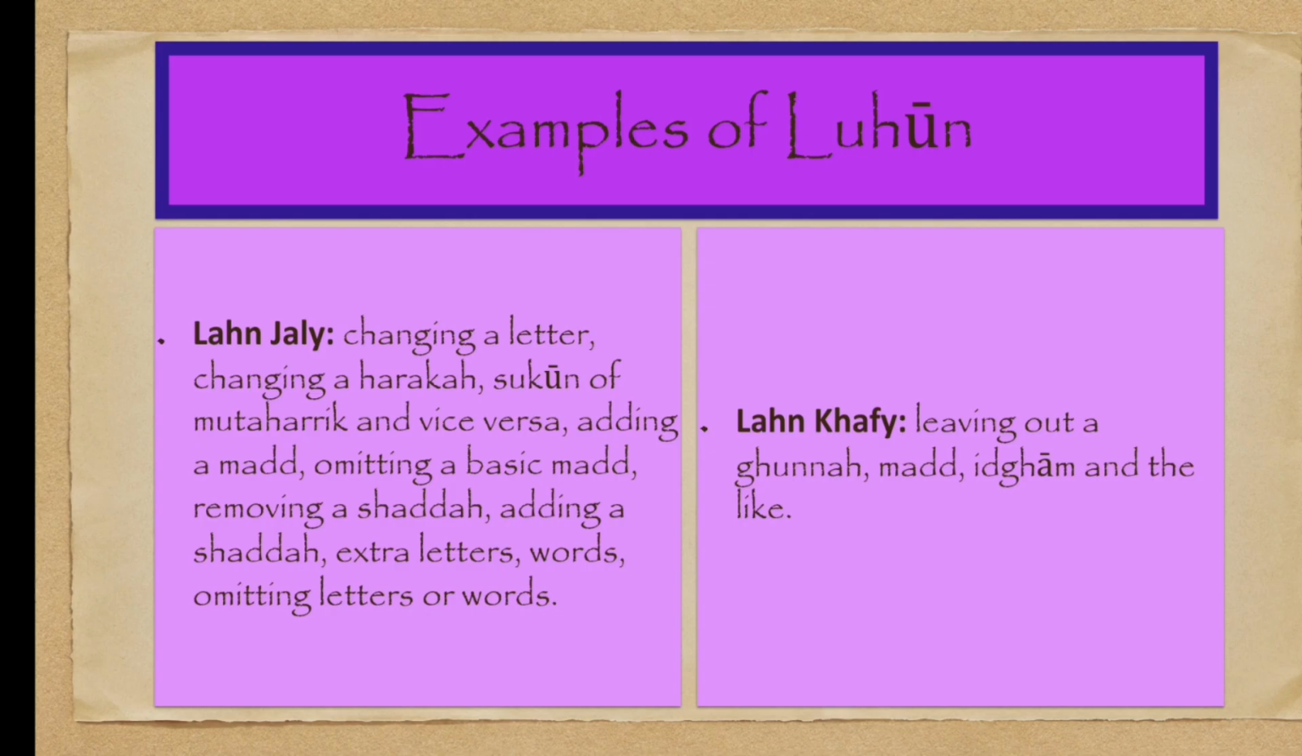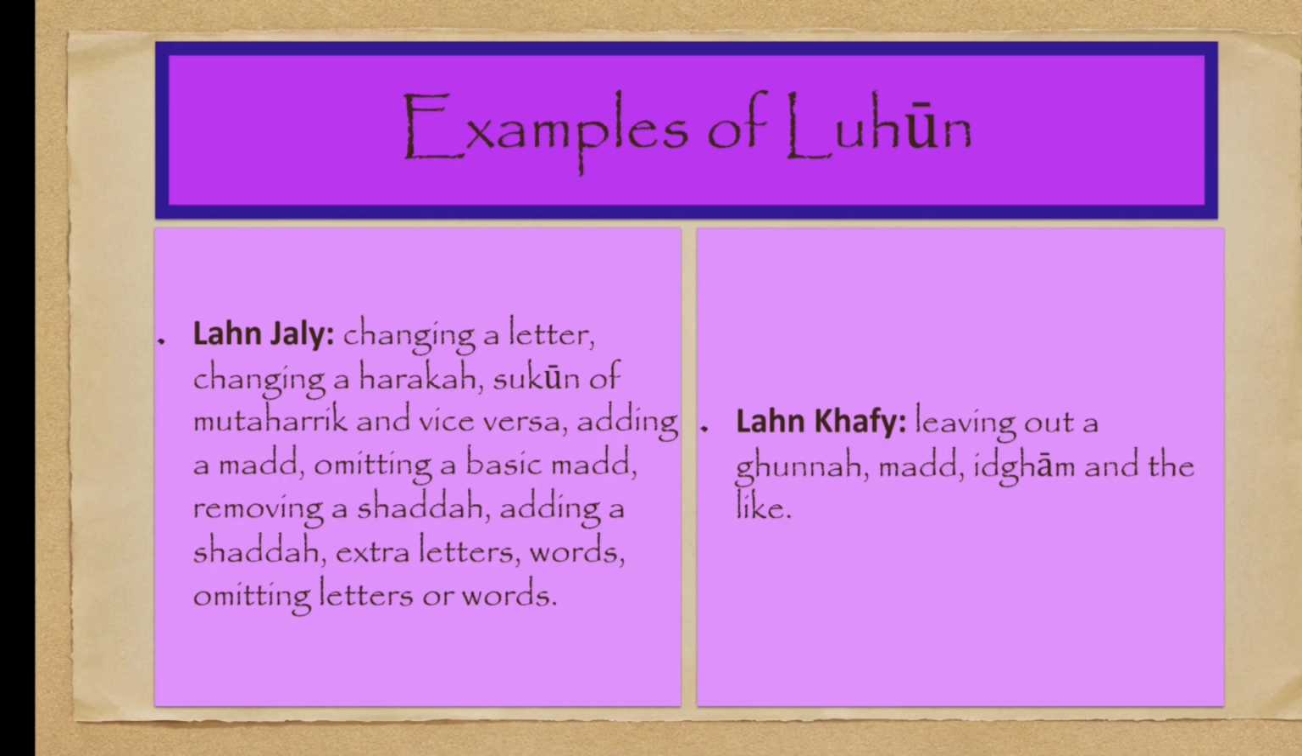And then we have lahn khafi, which is a hidden type of mistake, and that is, as we said, mistakes in tajweed, such as leaving out a ghunna, leaving out an extra mad. So it's not talking about the basic mad. If you leave out a basic mad, like the word ala, two-count mad, you change the meaning completely. So that would be leaving out a letter, which is considered a lahn jali. But what we're referring to as lahn khafi would be leaving out an extra mad.